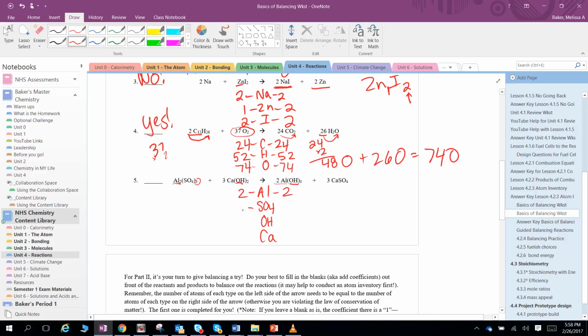Sulfates, we've got 3 SO4s on the left, and we've got 3 SO4s on the right. OH, 3 calcium hydroxides. For each one of those, there are 2 hydroxides per molecule, so 3 times 2 is 6. And then here we've got 2 times 3, we've also got 6 hydroxides there. We've got 3 calciums on the left and 3 on the right, so yes, this is definitely balanced.